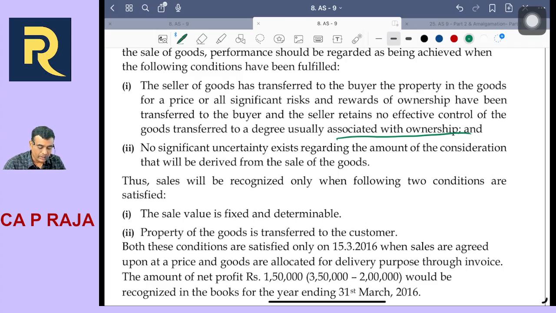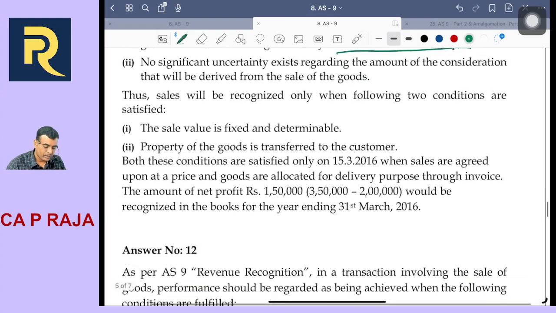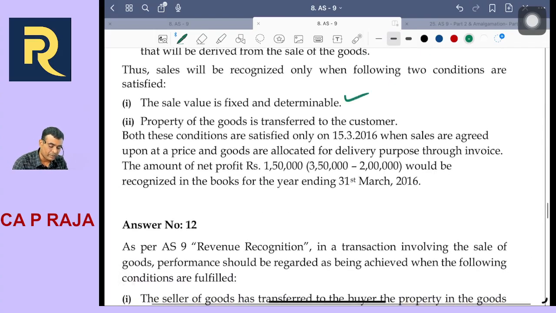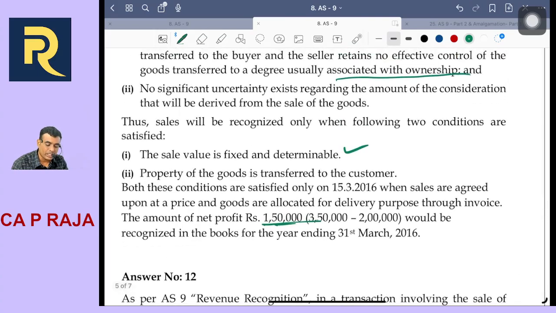Thus, the sale shall be recognized only when the following two conditions are satisfied. The sale value is fixed and determinable. Property of the goods is transferred to the customer. Transferred means not just delivered. நான் அனுப்பிச்சாலே அது வந்து எஸ். அடுத்தது இதெல்லாம் பேஸ் பண்ணி பார்க்கும்போது 150 should be the revenue. Do you all agree with me?